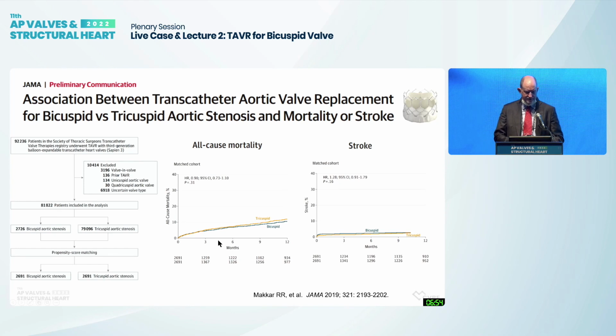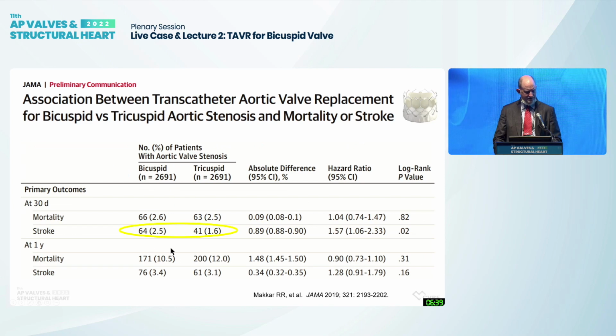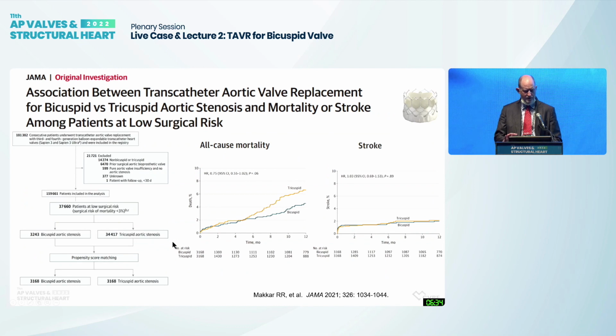Dr. McCabe out of Cedars looked at the STS registry comparing bicuspid versus tricuspid TAVR and really didn't see a whole lot of difference, at least in this matched group, in terms of death or stroke, although there was a tiny signal of more stroke, and that's a signal you see in a lot of these observational studies. However, when the group then looked just at the low-risk group, that signal disappeared, and there was actually a slight trend towards worse mortality in tricuspid. All this is hypothesis generating, and it's just registry data, but it really informs our thought on a lot of this.